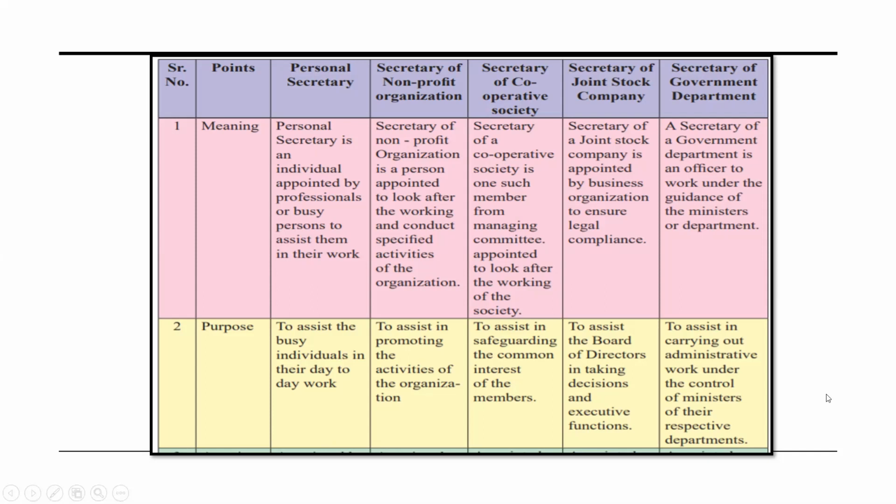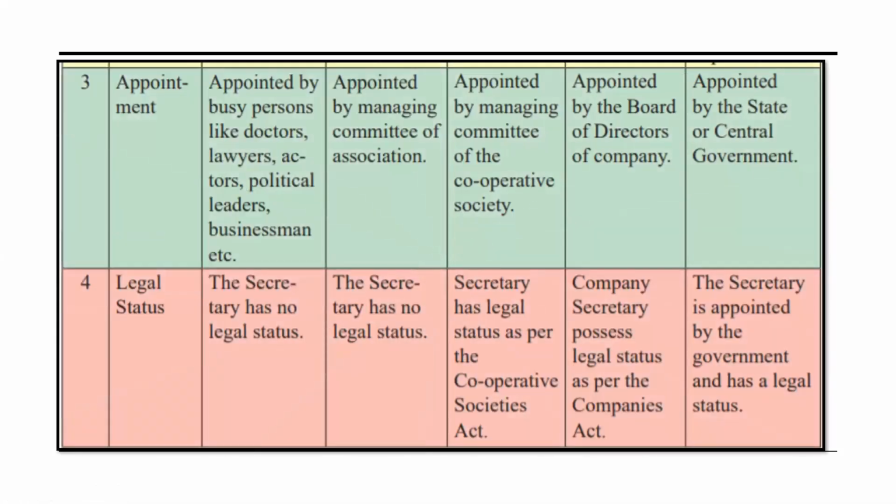So are you all clear with both the topics? That is meaning and purpose. Coming to the next point, point number 3, appointment. Now, how and who appoints them? In case of personal secretary, it is appointed by busy people like doctors, lawyers, CAs, engineers, actors, political leaders, businessmen, etc. In case of non-profit association, it is appointed by the managing committee of the association.